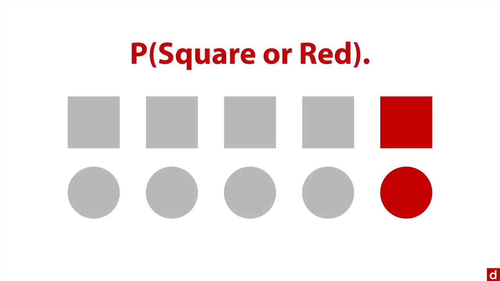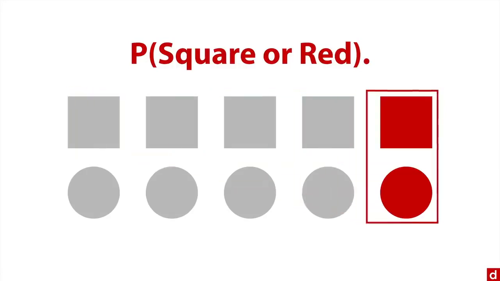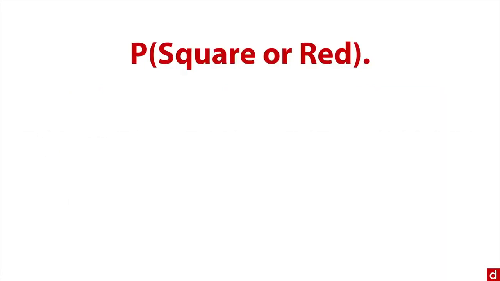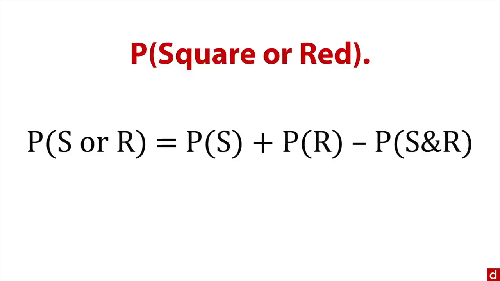So we are adding the probabilities, but we have to adjust for the overlap between the two. Well, here's our squares on top. 5 out of the 10 are squares. And over here on the right, we have 2 red shapes, 2 out of 10. So let's go back to our formula here and change the A and the B to S and R for square and red.